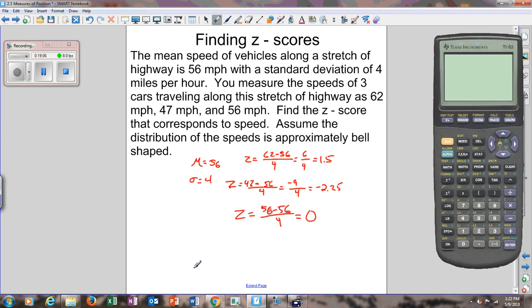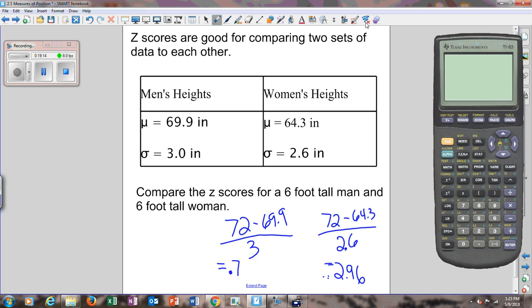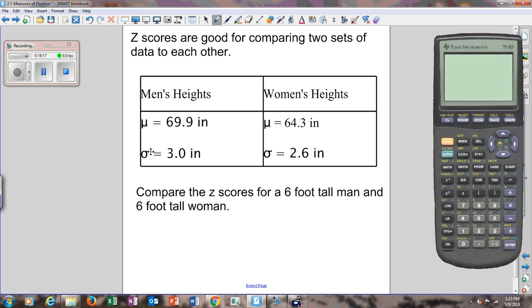All right. So you might ask why it's important to figure out what a Z-score is. And a good example of this is whenever you're figuring out 2 sets of data, comparing them to each other. So if we just compare men's heights, the mean for guys' heights is 69.9 inches, and the standard deviation is 3 inches, right? Women's heights is 64.3, and the standard deviation is 2.6 inches.